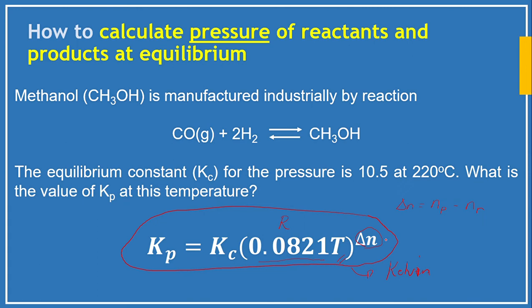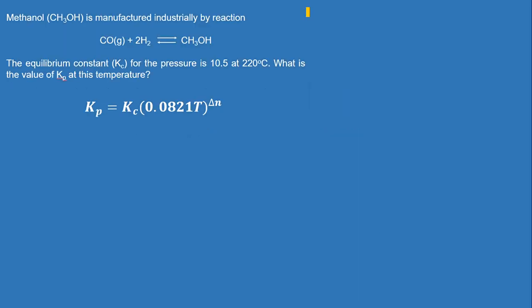Okay. So, we have the problem again. Methanol is manufactured industrially by this reaction. The equilibrium constant or Kc for the reaction is 10.5 at 220 degrees Celsius. What is the value of Kp at this temperature? So, let's solve for this one. Hindi na pala natin kailangan isulat yung equilibrium constant expression kasi meron na tayong Kc. Okay, given na yung mga variables, so hindi natin kailangan isulat ang equilibrium constant expression. So, mag-plug in na lang tayo ng data. Pero let's solve for this muna at saka ito.